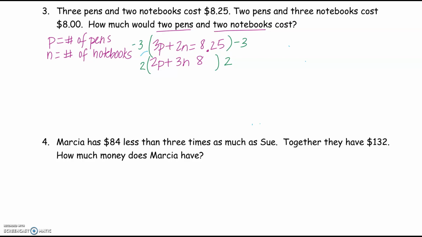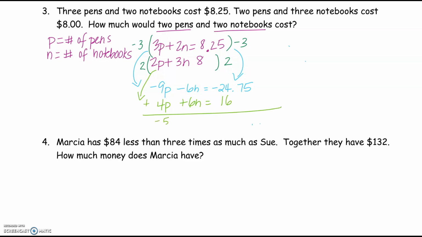When I do that, my first equation becomes negative 3 times 3 is negative 9P. Negative 3 times 2 is negative 6N, and negative 3 times 8.25 is negative $24.75. Now I multiply the second one by 2, and I get 2 times 2P is 4P, 2 times 3N is 6N, and 2 times 8 is 16. Remember, I'm adding these. Negative 9P plus 4P is negative 5P.